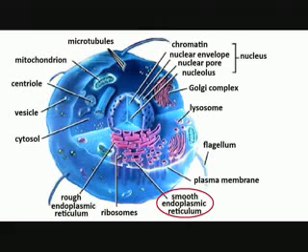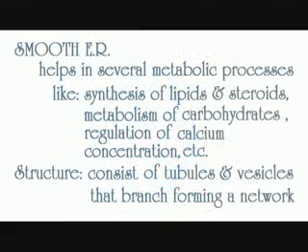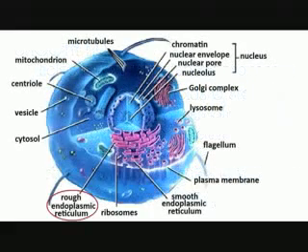There are two kinds of endoplasmic reticulum, or ER. We'll first talk about the smooth endoplasmic reticulum. The smooth endoplasmic reticulum helps in many metabolic processes like synthesis of lipids and steroids, also in the metabolism of carbohydrates. It consists of tubules and vesicles that branch, forming a network.